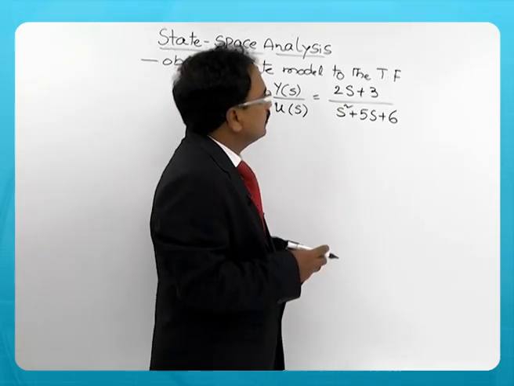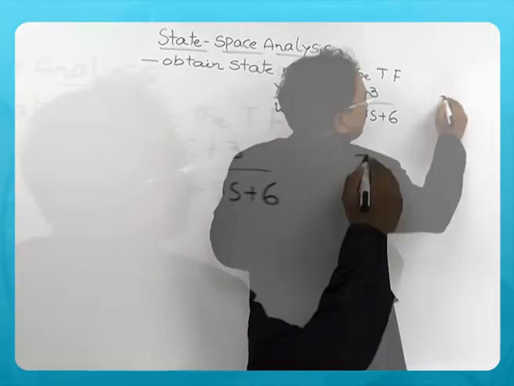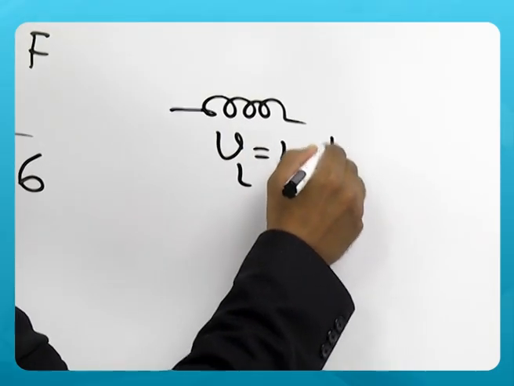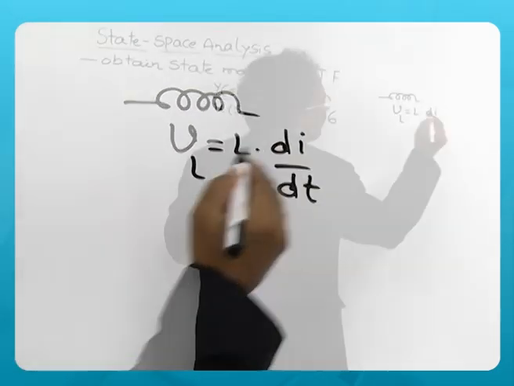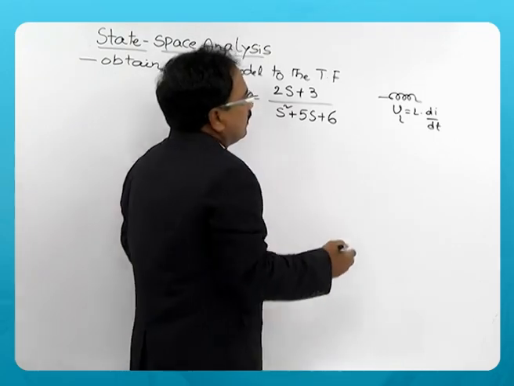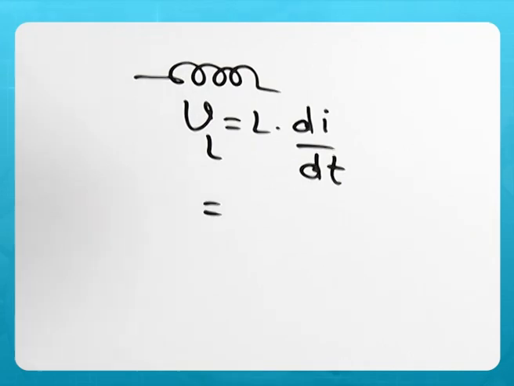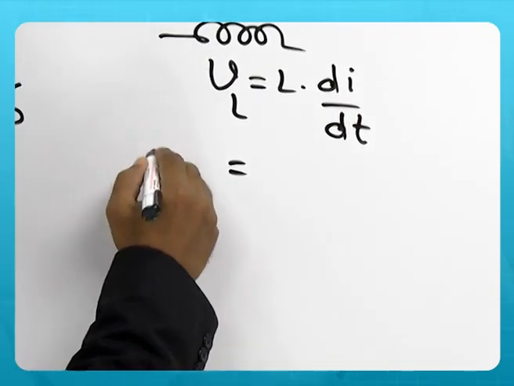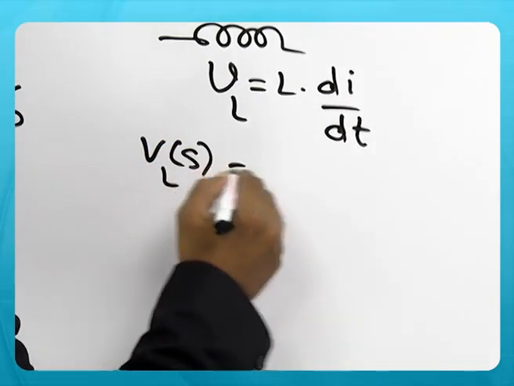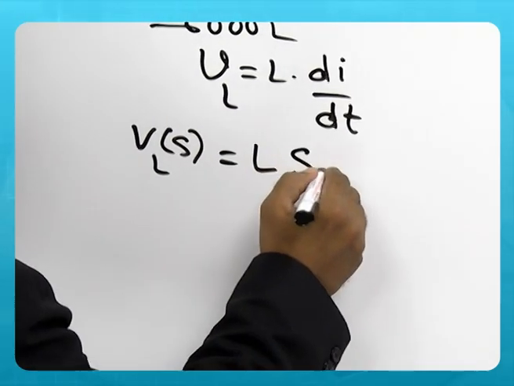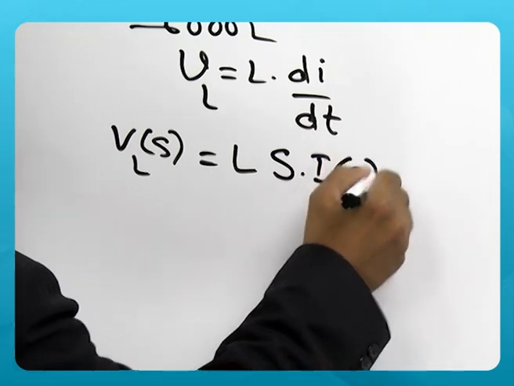So we know that when you have an inductor, the voltage across the inductor is given by L di by dt, a function, voltage across the inductor, and when you apply Laplace transform to this, VL of S is equal to L, and the di by dt is represented as S times I of S.